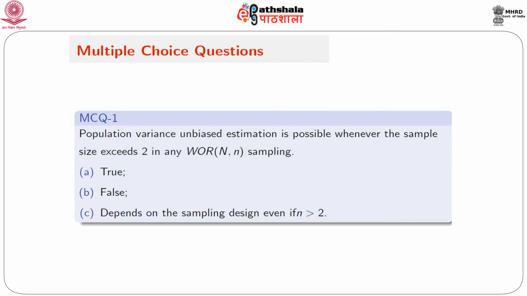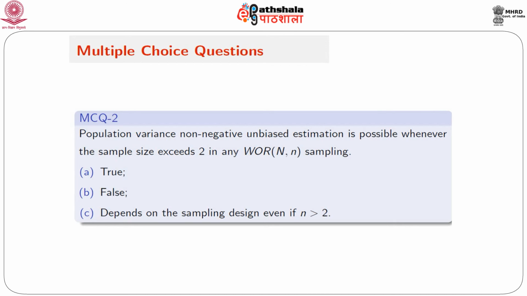Okay? What is the next one? Population variance non-negative unbiased estimation is possible whenever the sample size exceeds 2 in any without replacement capital N and small n sampling. True, false, or does it depend on the sampling design even if n is more than 2? So they are talking about non-negative unbiased variance estimation. The first thing is unbiased estimation, then non-negativity. Unbiased estimation needs at least 2 distinct observations. So you don't need the sample size to exceed 2; 2 is also good enough, provided pi ij is strictly positive and the condition for non-negativity holds. What is the next one?